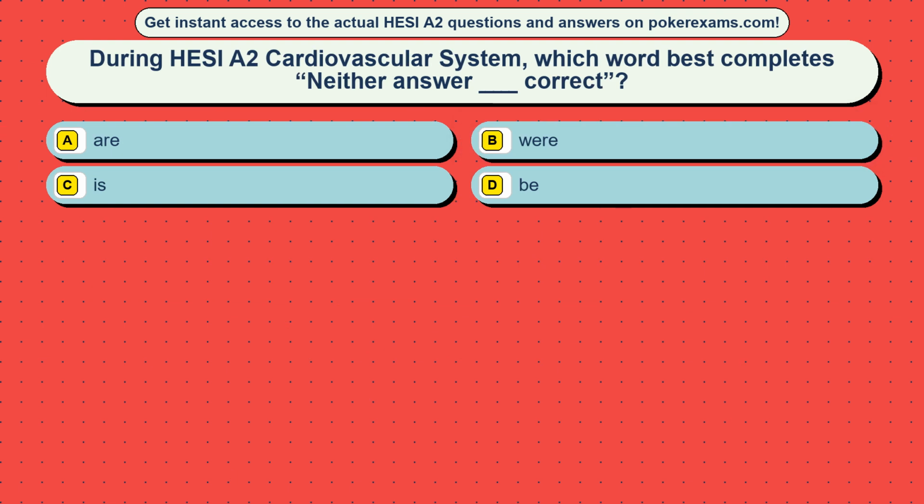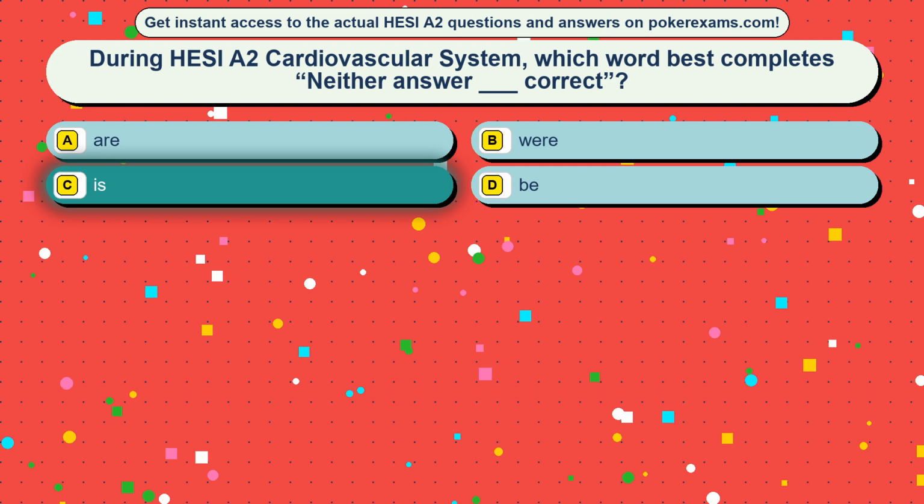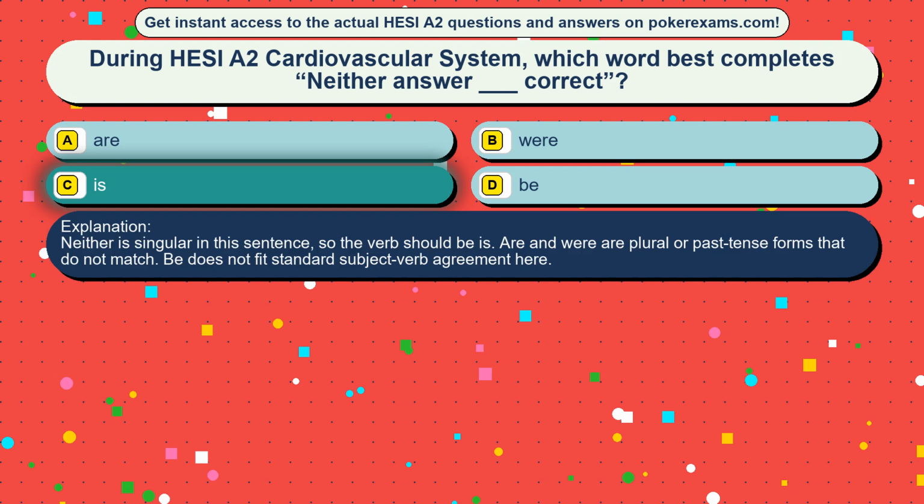Question 41. During HESI A2 cardiovascular system, which word best completes "neither answer blank correct"? Option A, par, option B, were, option C, is, option D, be. The correct answer is option C, is. Neither is singular in this sentence, so the verb should be is. Are and were are plural or past tense forms that do not match. B does not fit standard subject-verb agreement here.